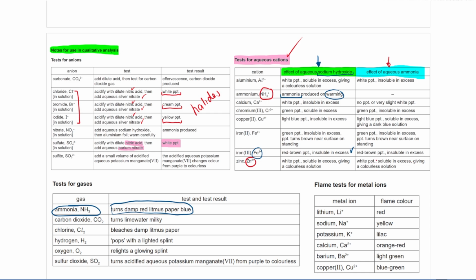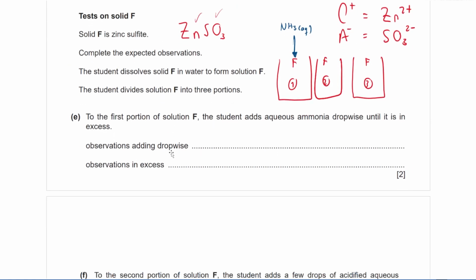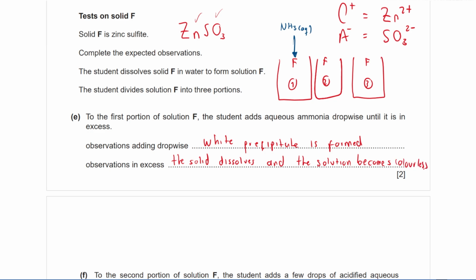Okay, so if we add just a few drops, we're having a white precipitate. But if we have excess, this precipitate becomes soluble and it is not white anymore. The solution becomes colorless. So let's see. The question is, observation adding dropwise? Well, pretty easy. White precipitate is formed. Observation in excess. The solid dissolves and the solution becomes colorless. Pretty simple. Okay, 2 marks.